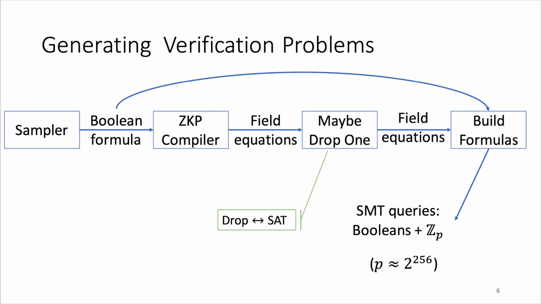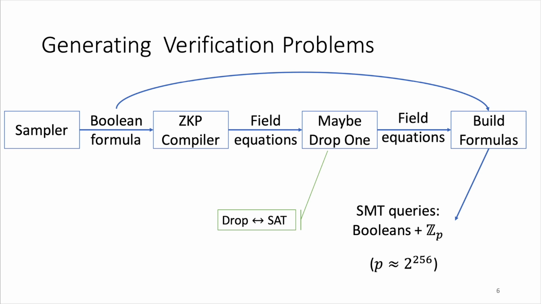So that's one of the conditions that we'd like to check. How do we actually construct concrete verification conditions, not just in general? Well, we start by sampling a random Boolean formula. We run this through a ZKP compiler like CirC. That gives us a system of field equations. We consider mangling that system of field equations, I'll come back to that in a second, before we ultimately write down the soundness formula. We express that as a query to SMT, which reasons about Booleans and finite field operations. Finite field operations for the field system and Booleans for the formula, as well as the connectives associated in the soundness condition.